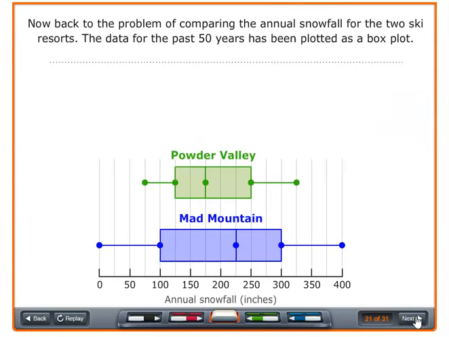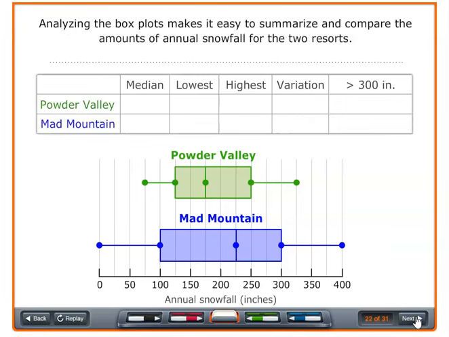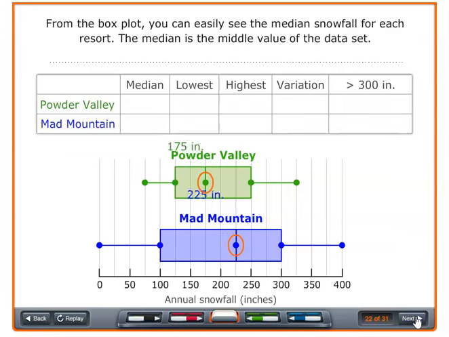Now back to the problem of comparing the annual snowfall for the 2 ski resorts. The data for the past 50 years has been plotted as a box plot. Analyzing the box plots makes it easy to summarize and compare the amounts of annual snowfall for the 2 resorts. From the box plot, you can easily see the median snowfall for each resort. The median is the middle value of the dataset.